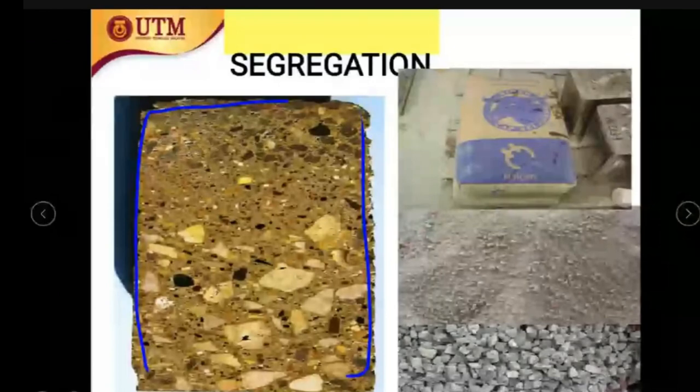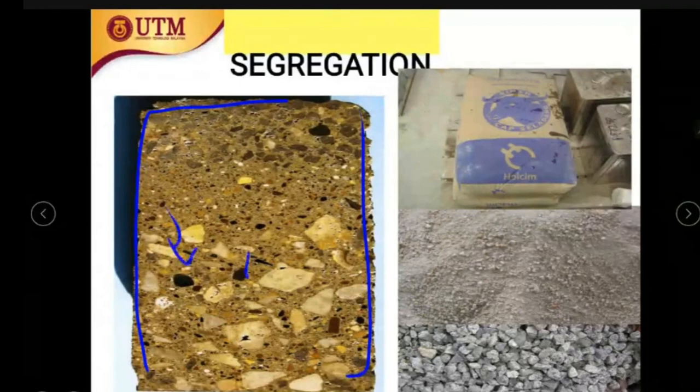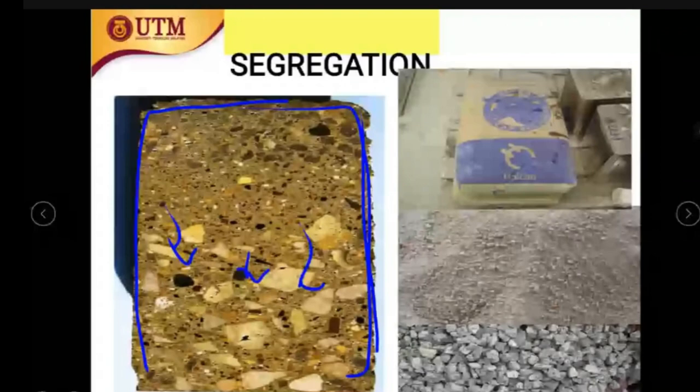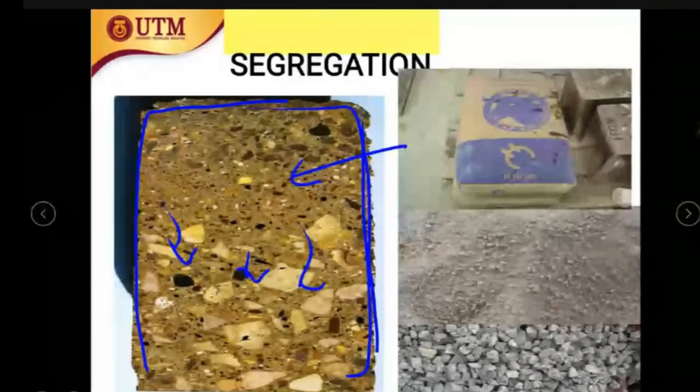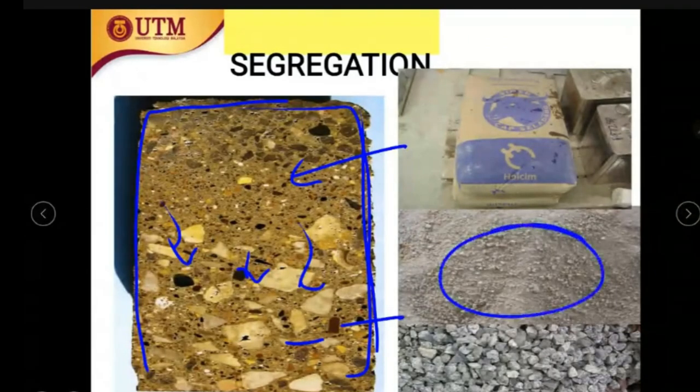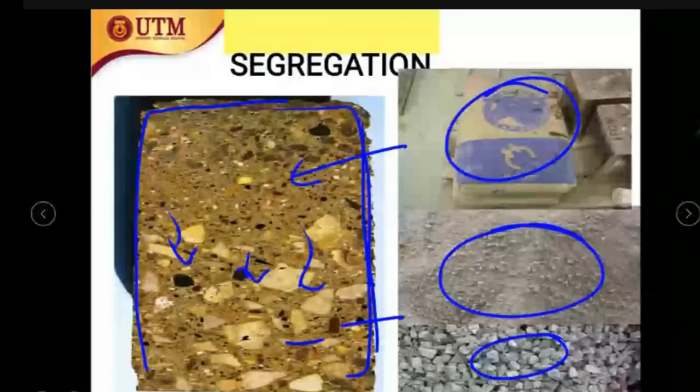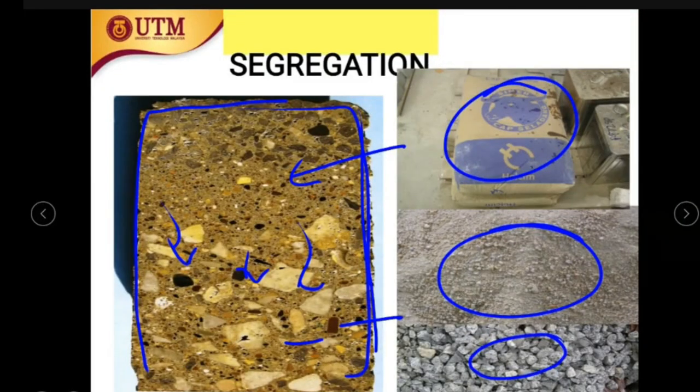Segregation is when we mix the concrete, which supposedly should be homogeneous. The mix should be uniform. But due to workmanship error, some of the heavier aggregates go to the bottom of the concrete, like this. So I can assume that your concrete has non-homogeneous properties, where here you have weaker strength, but here it is stronger. The river sand and coarse aggregate are heavier materials compared to your cement. So we have to handle our concrete so that segregation won't happen.